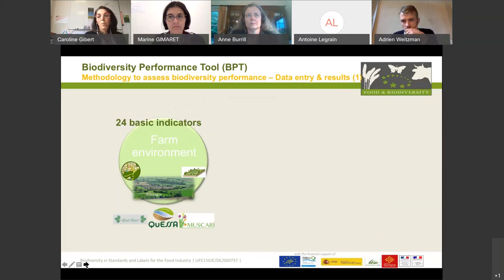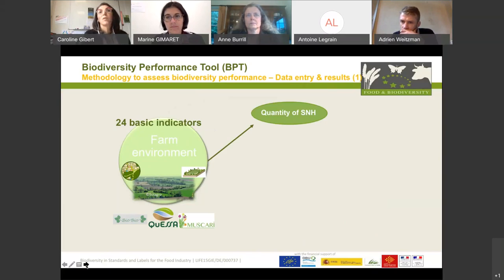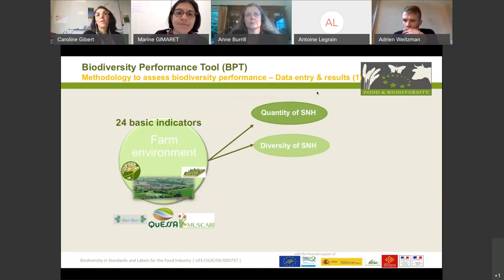and focused on farm environments, as Anne-Burel mentioned, the objective in the new Farm to Fork strategy and biodiversity strategy is to have a focus on the proportion of natural features at farm level. So we mention quantity of semi-natural habitats, for example the proportion of semi-natural habitat, and it's a proxy of biodiversity at farm level that is scientifically proven. We add another thematic on diversity of semi-natural habitat, for example the diversity of the semi-natural habitat types at farm level.